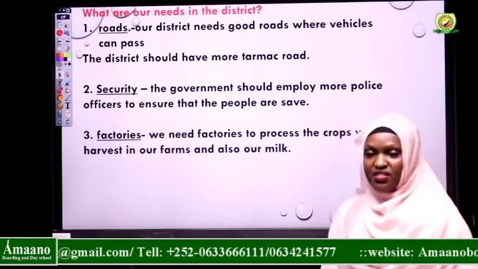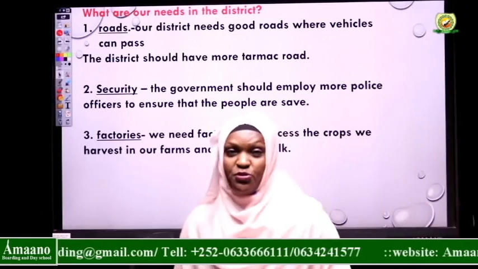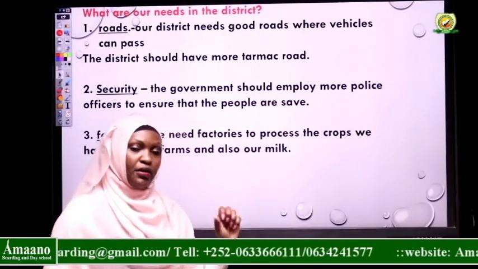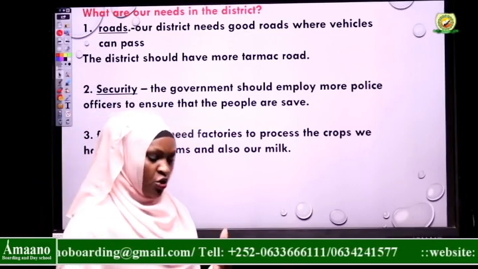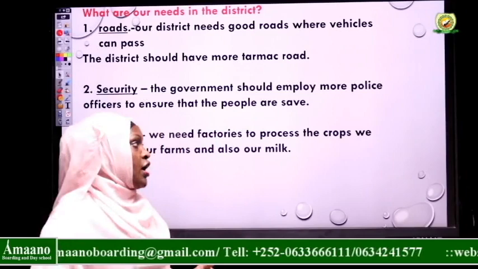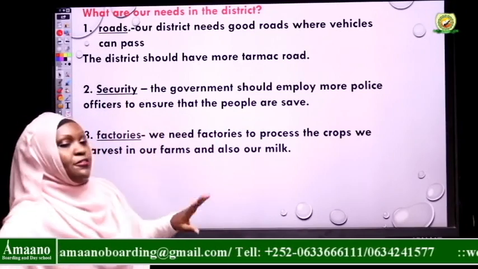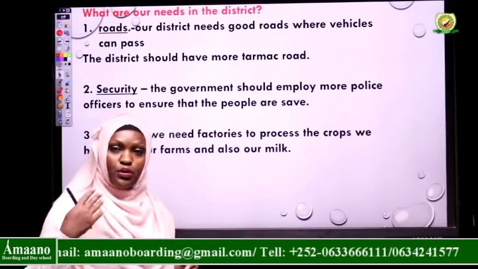Number 3, we have factories. Now, what do we need the factories for? Maybe now you're a farmer and you have harvested a lot of crops. You have your maize, you have your sugar cane, the cotton. Now, you need a factory where these crops can be processed.